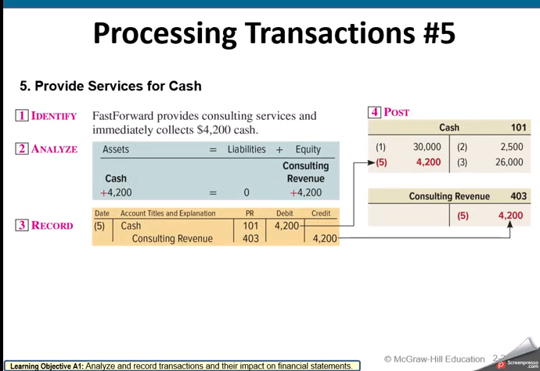Then we provide services for cash. So cash comes in, so we debit cash. Revenue is earned, and revenue increases our equity, so its regular balance is a credit, so we credit consulting revenues.